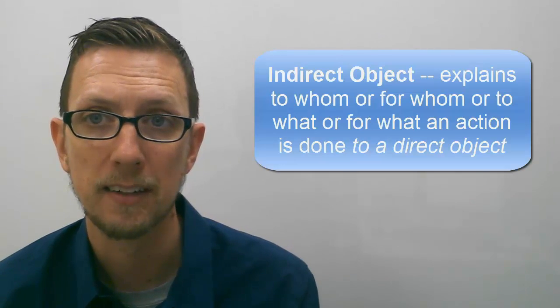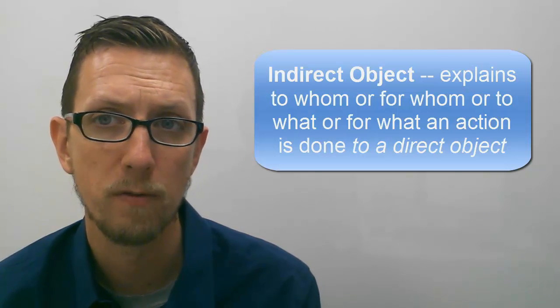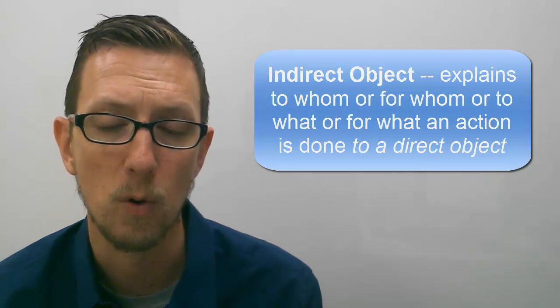An indirect object is a noun that explains to whom or to what or for what the action is being performed. Indirect objects always occur in between the verb and the direct object. If there is no direct object, there can be no indirect object. Now, is there some crazy way of violating that rule? Probably. There's no such thing as an absolute in grammar. For the most part, there are no indirect objects if there are no direct objects.